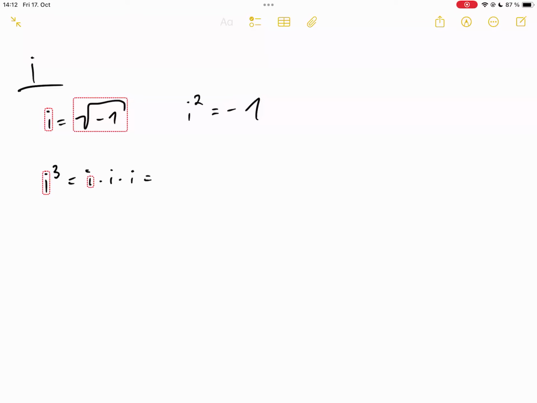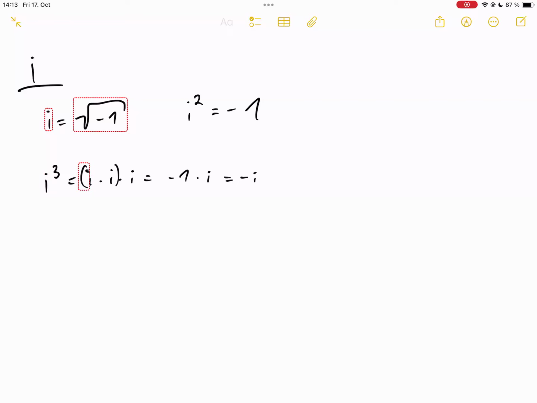And we got a few suggestions. Almost all of them say it's -i, and that's correct because we can say this is i times i, which is -1, and then -1 times i is -i.